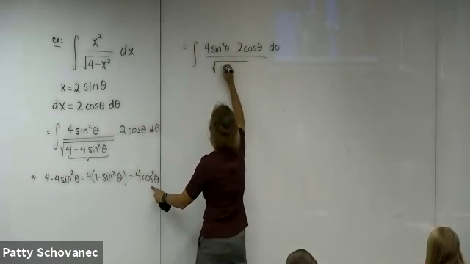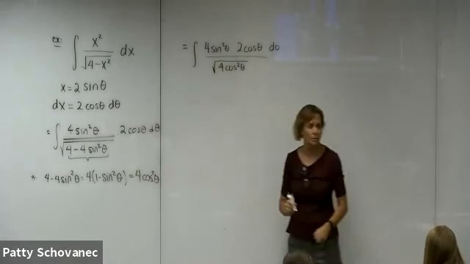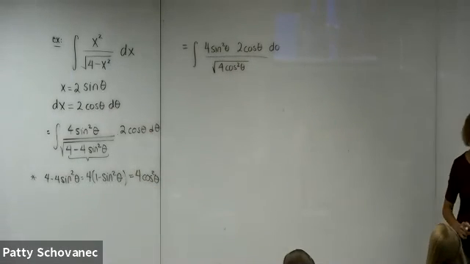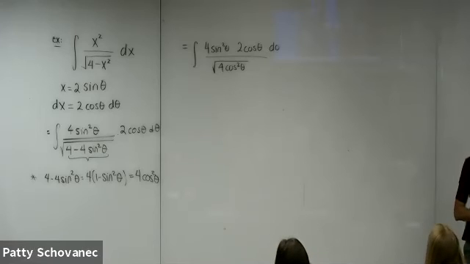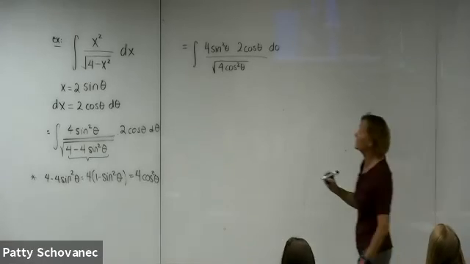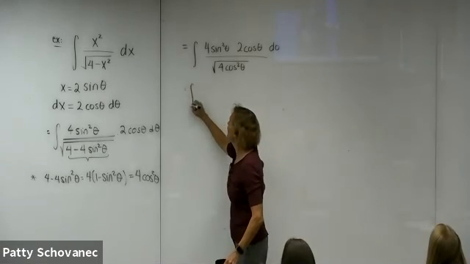Is that too much? Who's going to end up canceling it? It's going to cancel out. You okay? Follow all that? So that denominator is just a 2 cosine theta. I'll put it in.